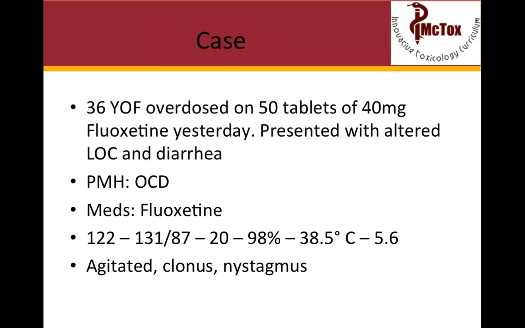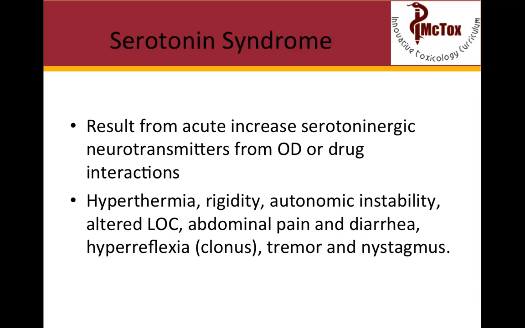Our second case is of a 36-year-old female who presents a day after taking an overdose of her fluoxetine, which she is prescribed for her OCD. Her chief complaints are diarrhea and altered mental status. She is tachycardic and hyperthermic on exam, and you can also elicit clonus and nystagmus. Of course, what we're talking about is a diagnosis of serotonin syndrome.